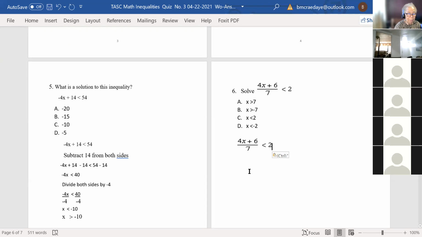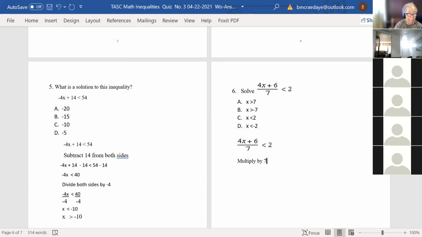Okay. Now that's a division. That says 4x plus 6 divided by 7 is less than 2. There's your dividend, 4x plus 6, divided by 7, the divisor. So the opposite of division is multiplication. So Vanessa, what would you do? Multiply by what? Yes, you multiply by 7. You're right, Vanessa. You multiply by 7 because that's what you're dividing by, right?